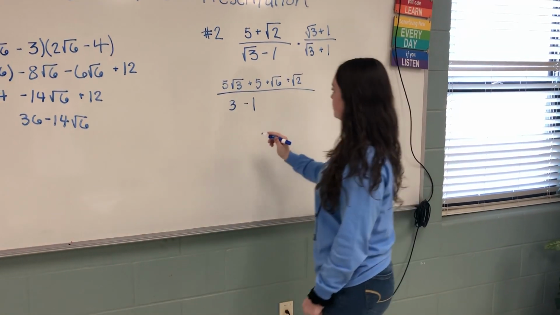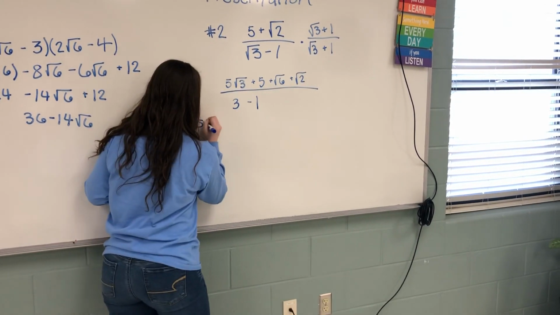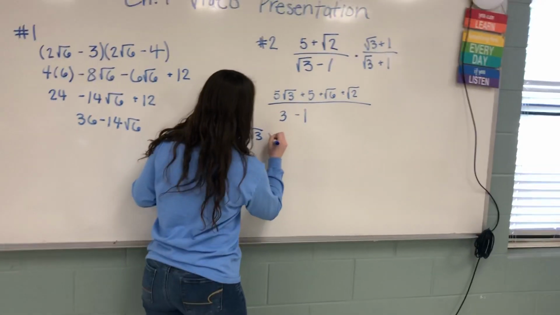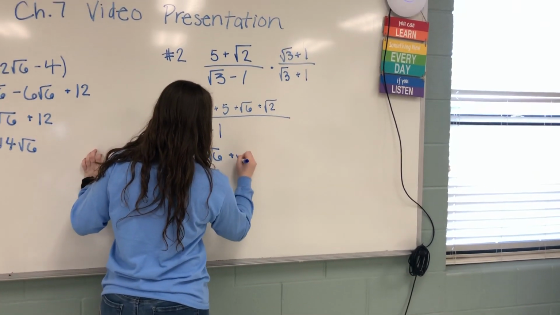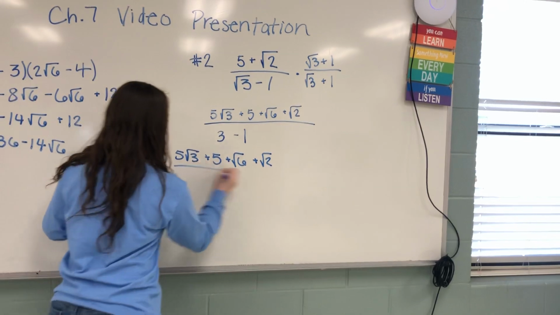So you have 5 square root of 3 plus 5 plus square root of 6 plus square root of 2, over 2.